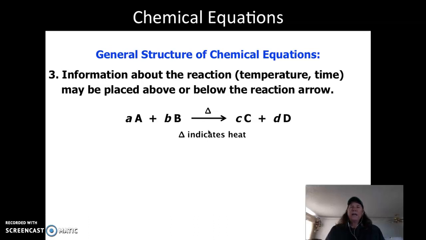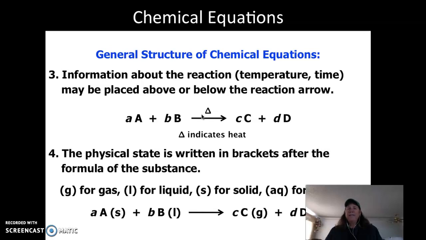The other thing to remember is sometimes you'll have other little things about here, like this triangle up here means you have to add heat for this to happen. Sometimes you'll see other things in there. There might be a catalyst, there might be something else, but they just write that above there. Information about the reaction itself might be in there, but again, this is the most common, and that means added heat. Most of the time you won't see that, you guys.